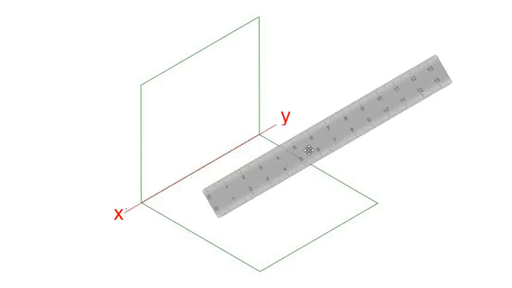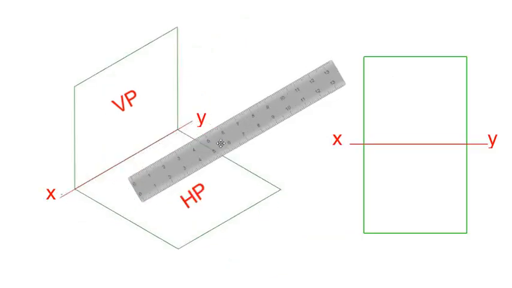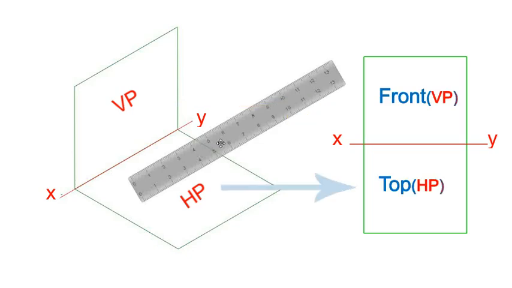The XY line is the reference line in projections. It represents the intersection of the vertical plane and horizontal plane. On the sheet, we draw XY as a horizontal line. Above it we place the front view. And below it we place the top view. It keeps both views aligned and connected.